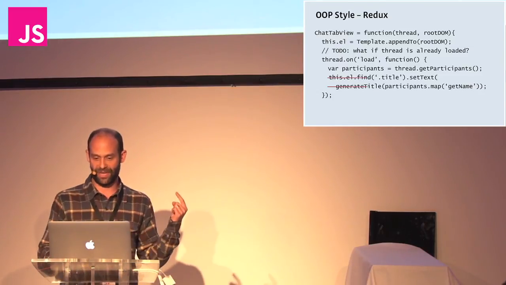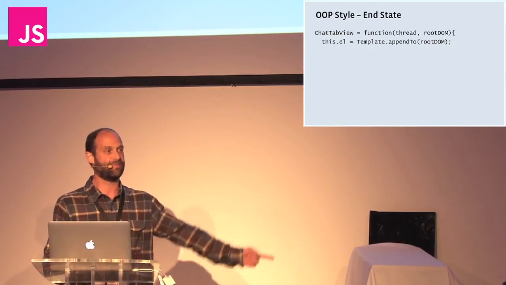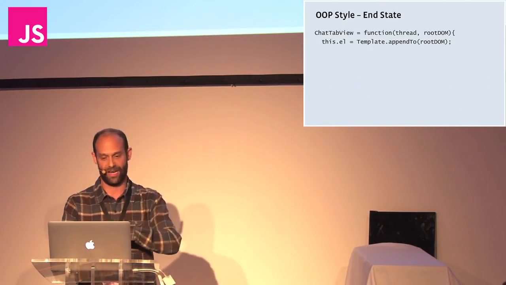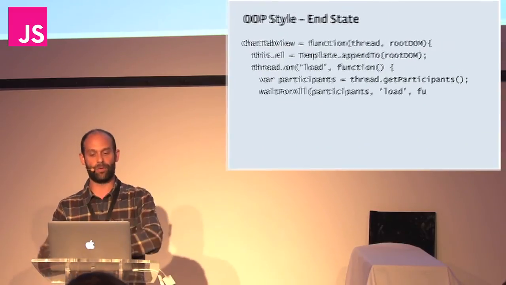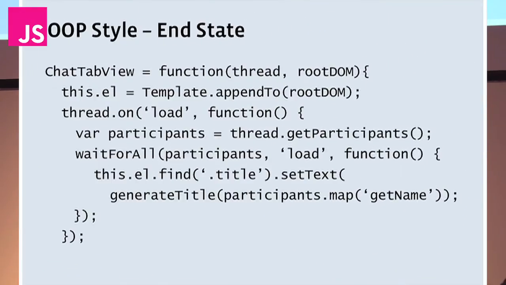So probably the best thing to do is to not do this and do the same thing to participants that we did to threads. So we wait for the load of the thread, and then we have to wait for all the participants to load, and then we can finally render the chat tab window. And by the time we get here, this is no longer shiny and simple. It's now really complicated, and you've got this sort of spaghetti evented system.